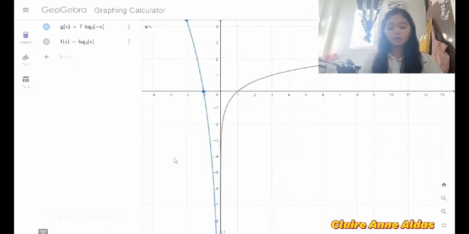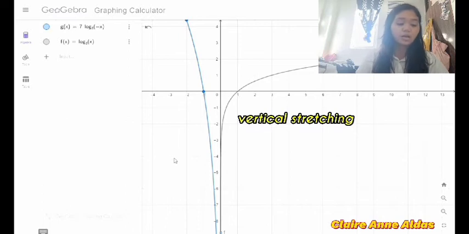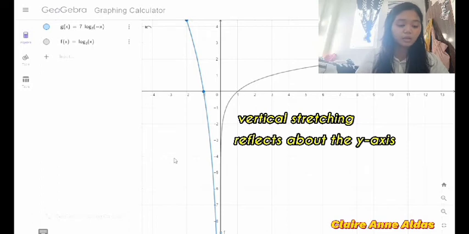Its x-intercept would be negative 1, and it doesn't have a y-intercept. Since its x-intercept is negative 1, its zero would also be negative 1. For the transformation, there is a vertical stretching, in the equation g of x equals 7 logarithm base 3 of negative x, and it reflects the graph f of x equals logarithm base 3 of x about the y-axis.